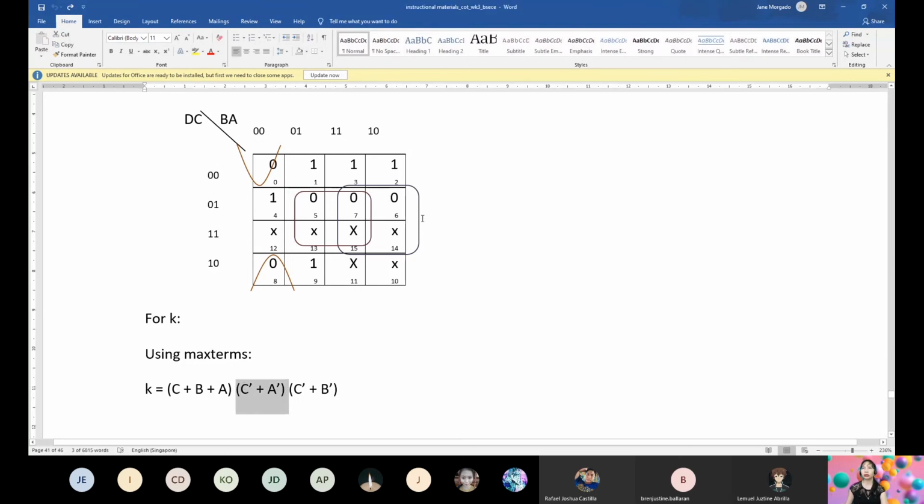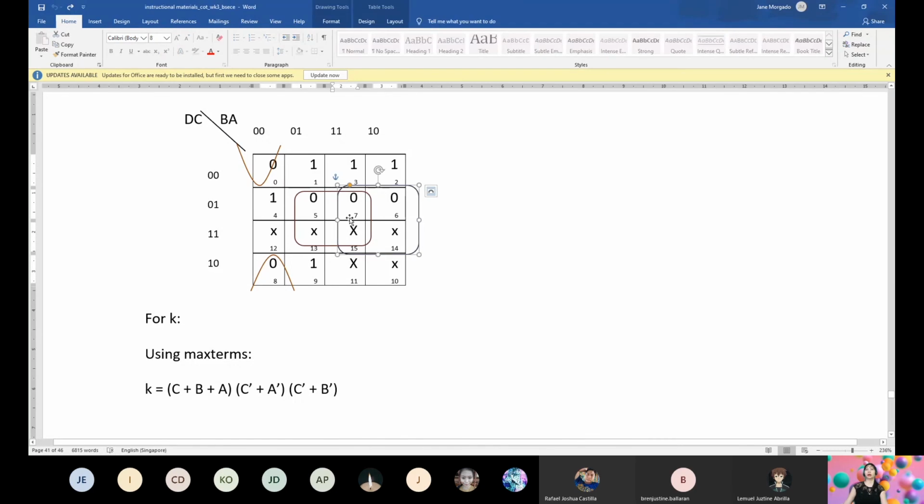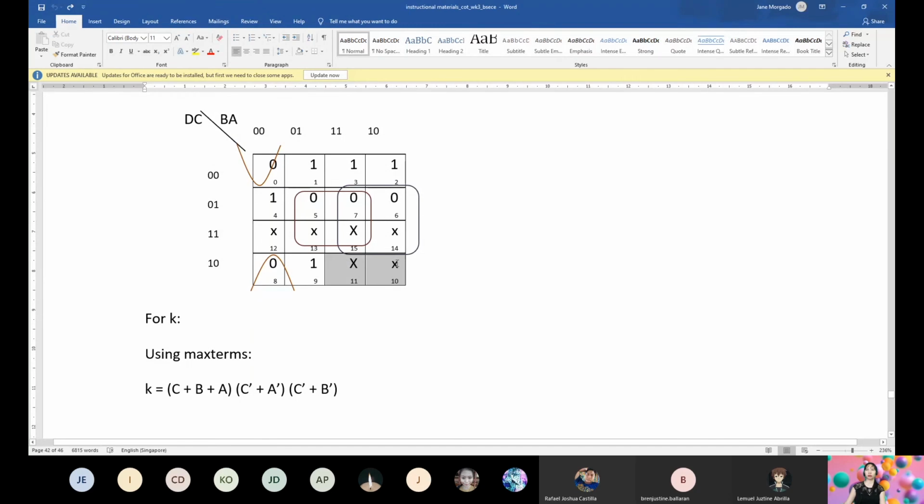And for this one, take note that we have included X. Again, X may or may not be included in the loop, only if it is necessary. Like this one, not all X are included in the loop. These we did not include because we did not need them.